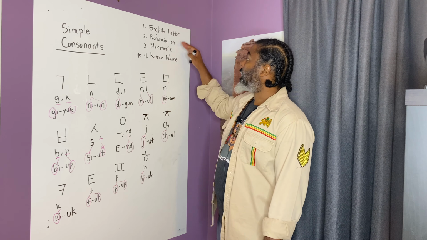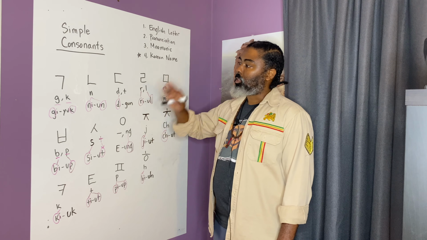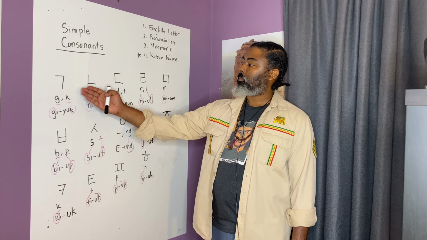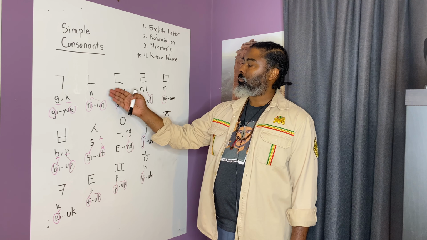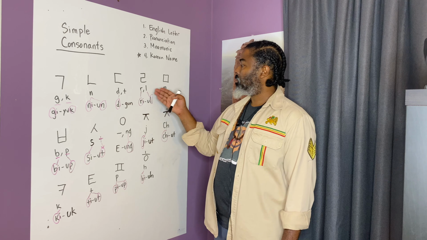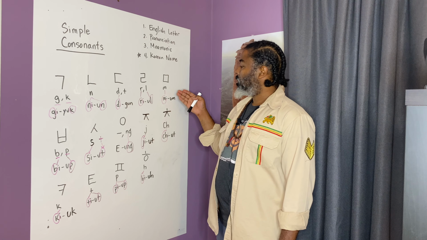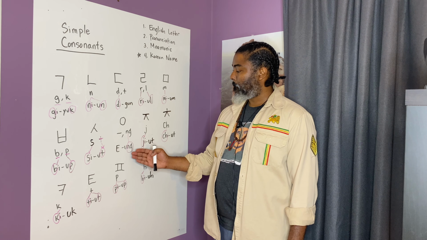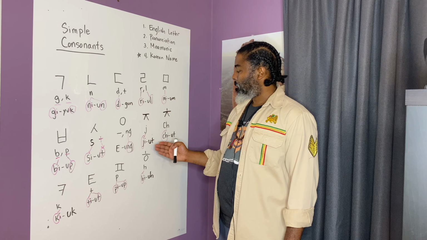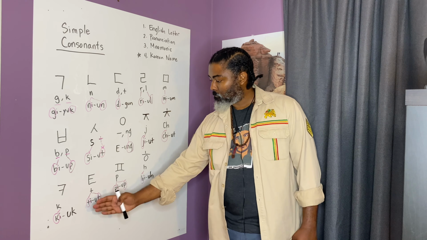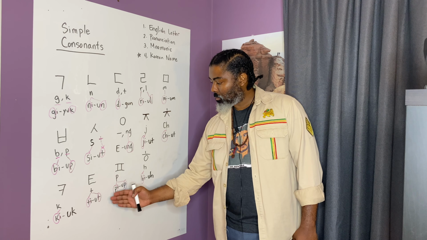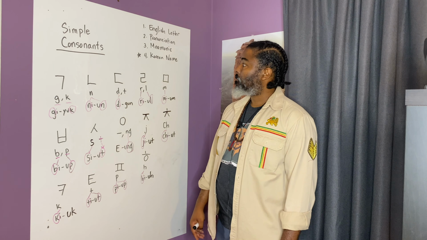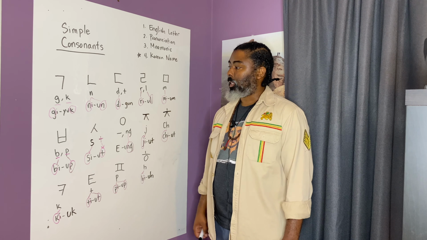Finally, the Korean name associated with each character. Randy will read them, so let's follow along. Giyak, Niun, Digut, Rieul, Mieum, Bieup, Siot, Ieung, Jieut, Chieut, Kieuk, Tieut, Pieup, Hieut. Okay. So basically that is the lesson.